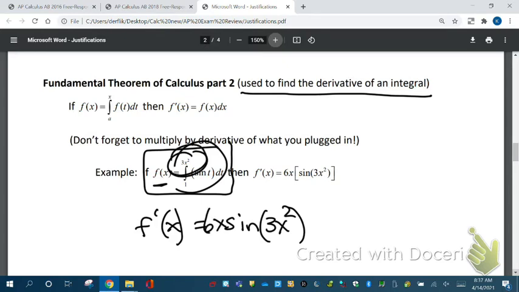Now, if you don't remember why it is what it is, then find my video, go to YouTube or go through Canvas and find the video called The Fundamental Theorem of Calculus Part 2, and we'll work out why it is what it is. Right now, I'm worried about just memorizing it and knowing when to do it, okay?